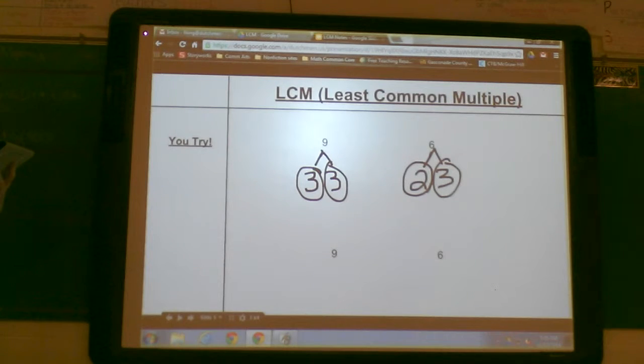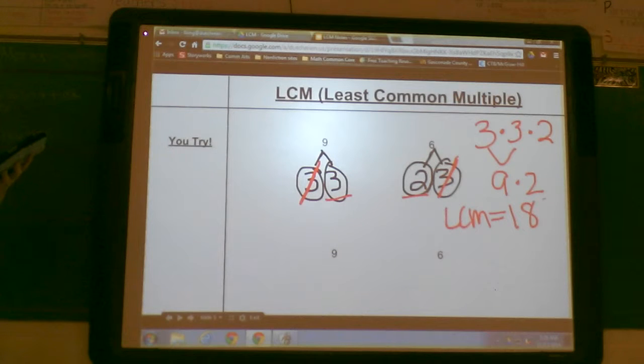Okay, now I look for my matches. I have a 3 in this one and a 3 in this one, so that's a 3 in common. I have no more matches, but I have 2 numbers that are not matched up that I also bring with it. So I need to multiply it times 3 times 2. So now I have 3 times 3 is 9, times 2 is 18. My LCM is 18.